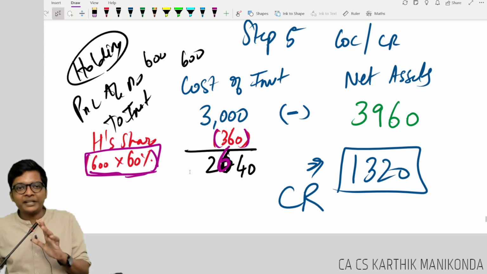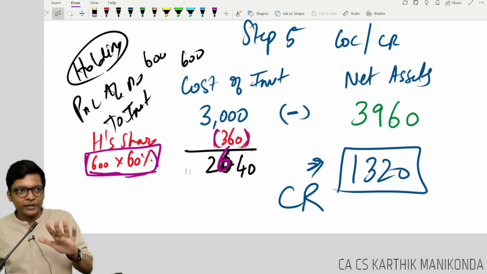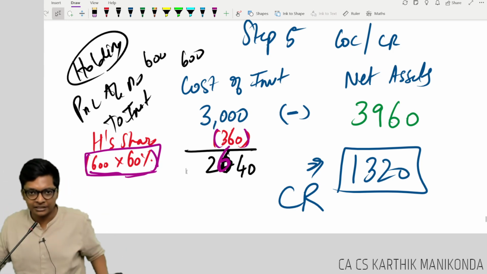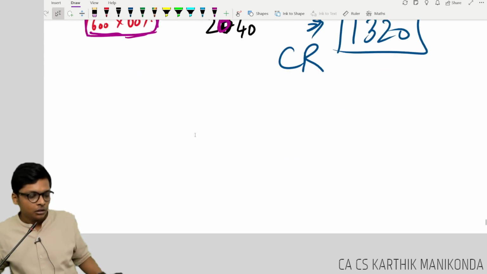No. Only if it's pre-acquisition will we reduce. Don't confuse it with AS 23, 27, 21. Keep it as it is. That's it. Okay. Done with this, guys. Everybody understanding here, Rahul? Yes.